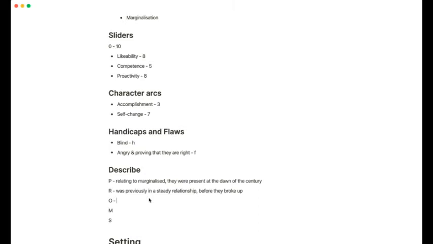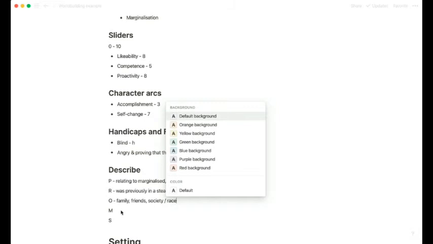And now we look at the obligations to society. So this character has obligations to family and upholding their family traditions. They have obligations to their friends. These are very, very common. They'll be in pretty much every story. And then obligation, finally, to the society or the race, because it depends.